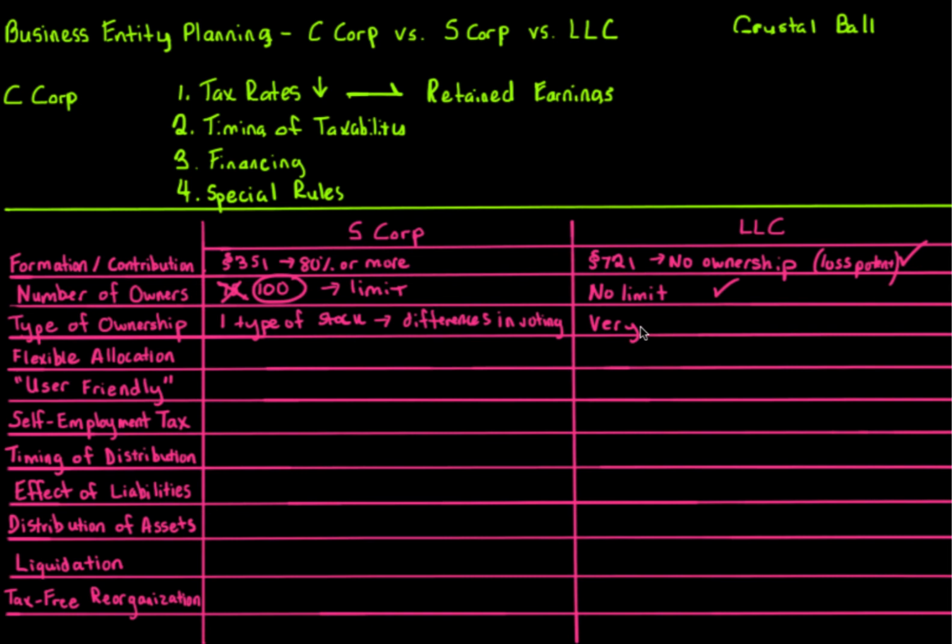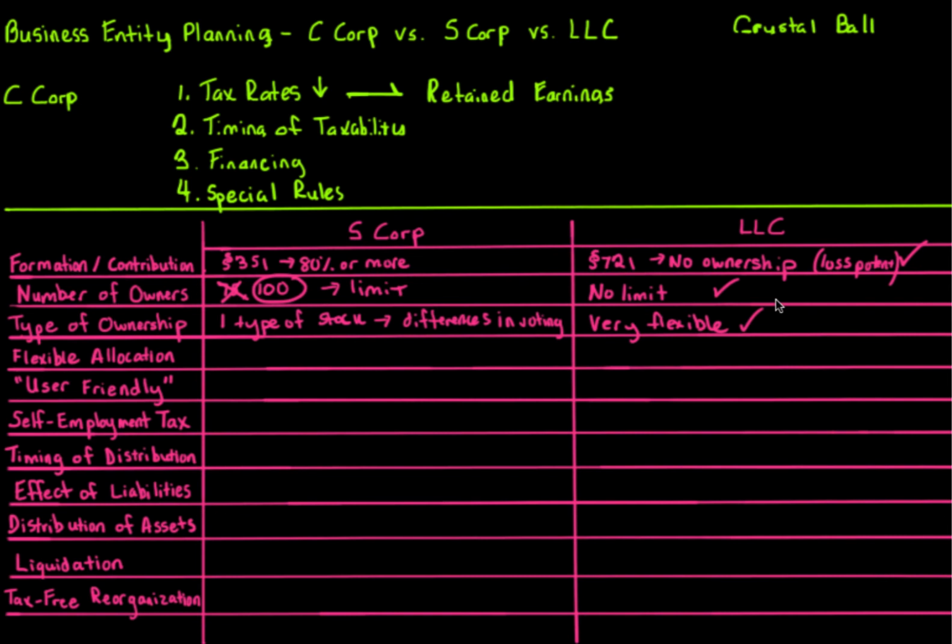Donald Trump wants to make sure he gets his money back before any of them do at the end. Very, very flexible in terms of the types of owners. So right there, boom, we got another one, LLC. So the poor S corporation is just sitting here and what's going on, right?